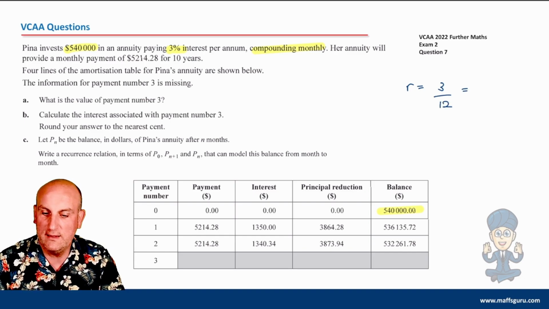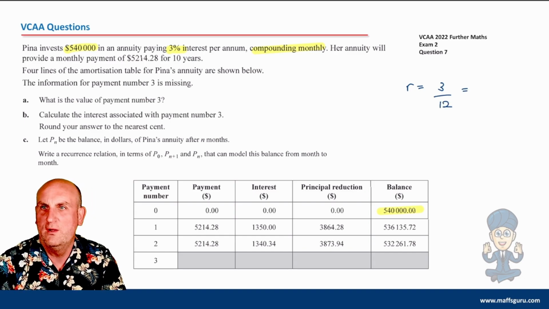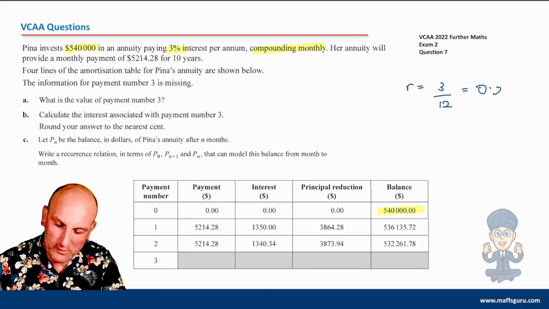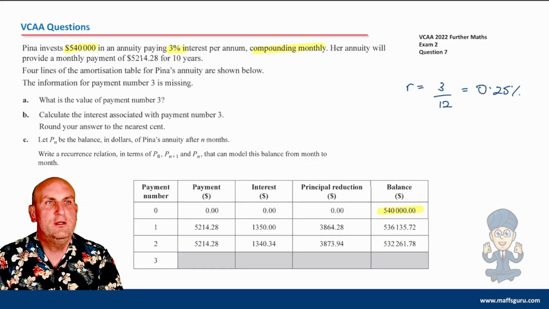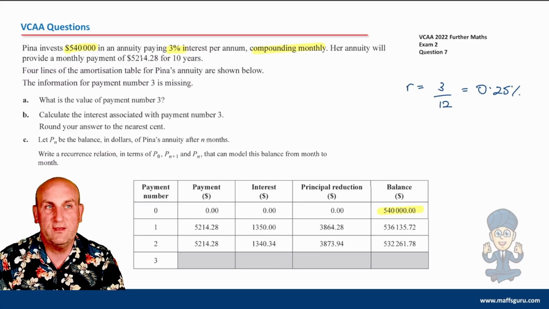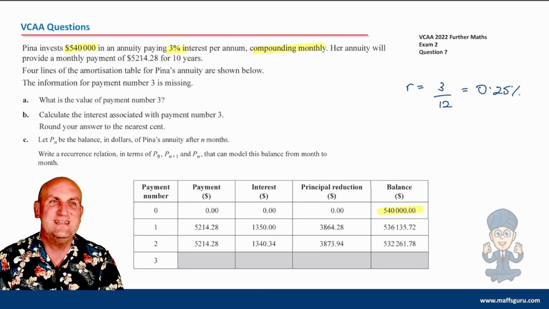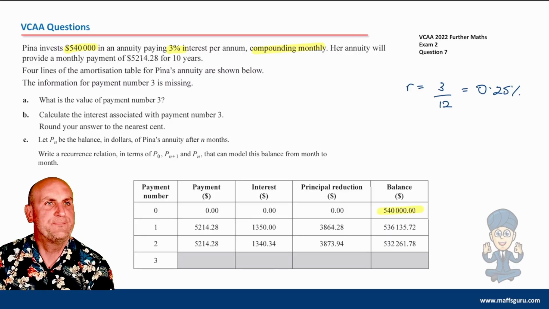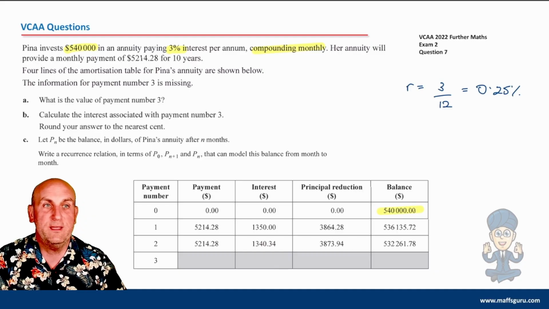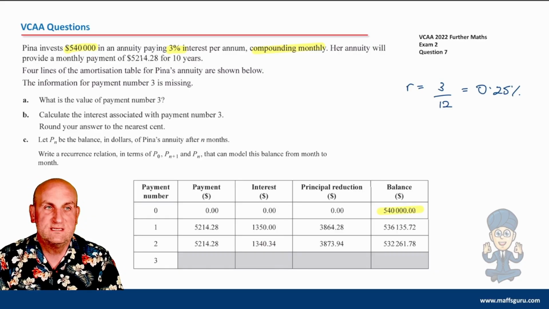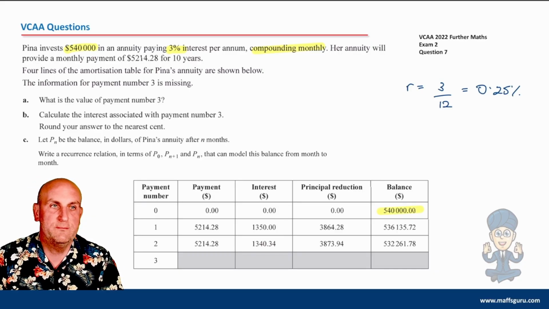which again, I'm going to put into my calculator. 3 divided by 12 gives me 0.25%. That seems vaguely familiar. Her annuity will provide a monthly payment of $5,214.28 for 10 years. Ooh, that is a lot of money to live on. 4 lines of the amortization table for Pina's annuity are shown below. The information for payment number 3 is missing. What is the value of payment number 3?